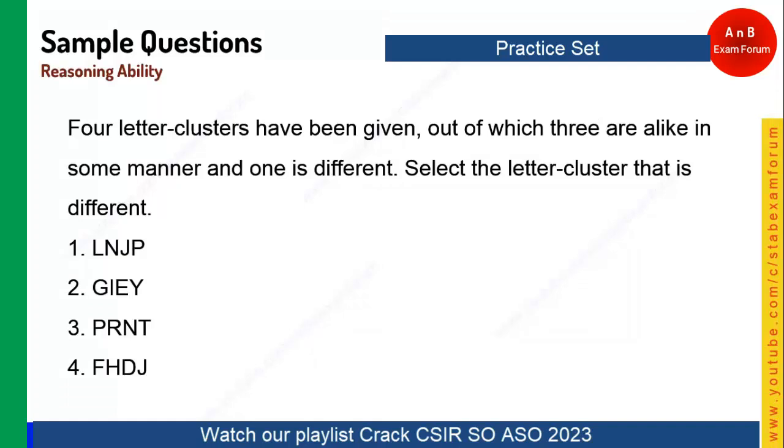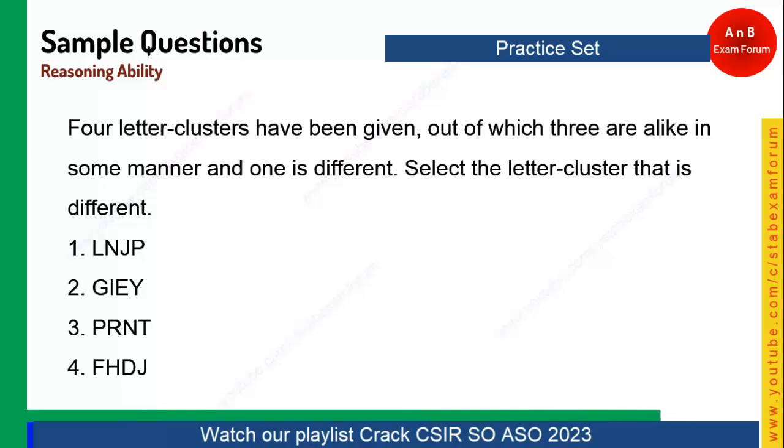Again, it is like odd one out. Let's begin the timer. Okay, time's up. So you need to find the odd one out. Let's start this. L, M, N, O, P. Okay, let's skip it. The pattern is like L, M, N, O, P. Then let's see last one. As I told you my strategy, F, G, H, I, J. Okay, this is also following the pattern.